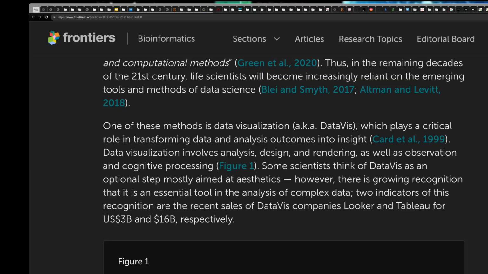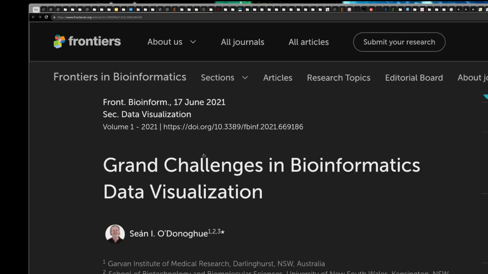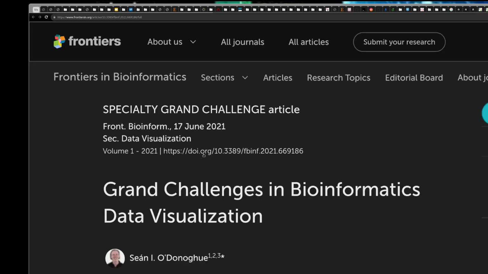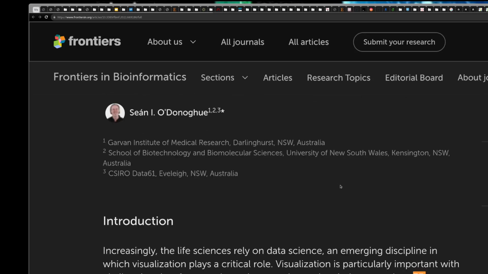Specialty Grand Challenge article. Frontiers in Bioinformatics, June 17, 2021. Section: Data Visualization. Volume 1, 2021. https://doi.org/10.3389/fbinf.2021.669186. Grand Challenges in Bioinformatics Data Visualization. www.frontiersin.org.